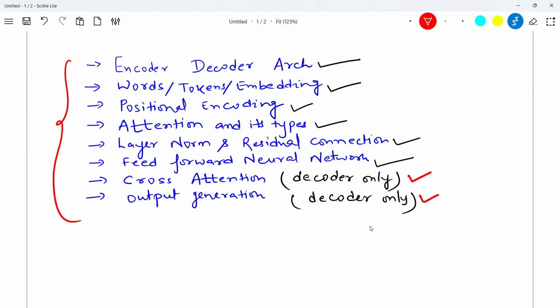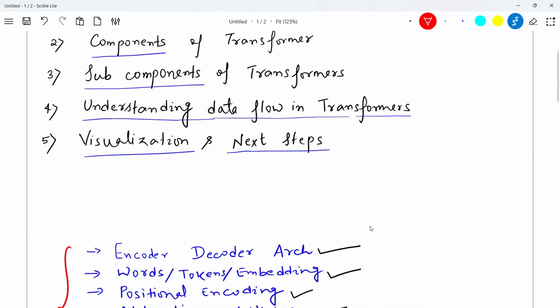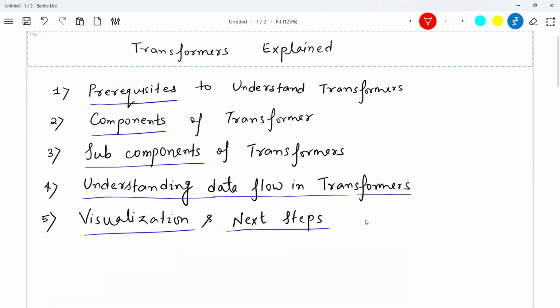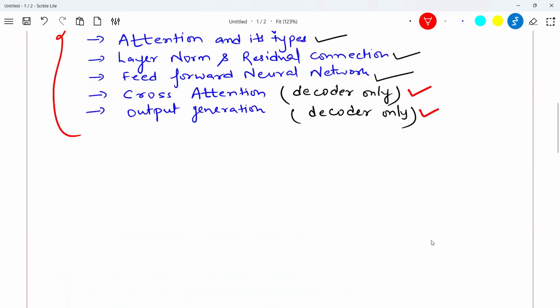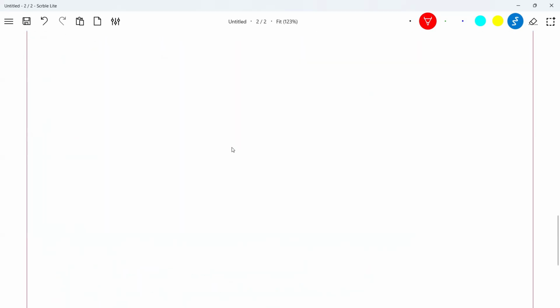Let's take a step forward now. As I told you, after understanding the prerequisites, we will go and understand the components of a transformer. So what is a transformer at a very high level? A transformer is nothing but an encoder decoder architecture.